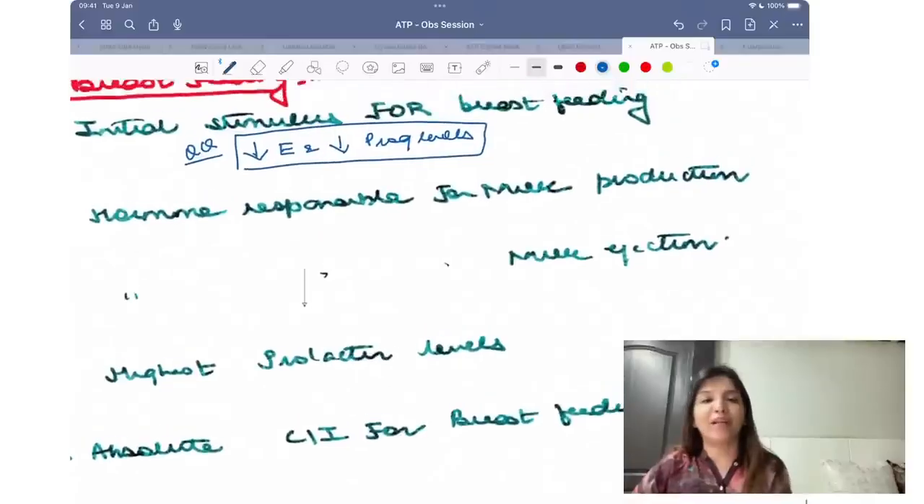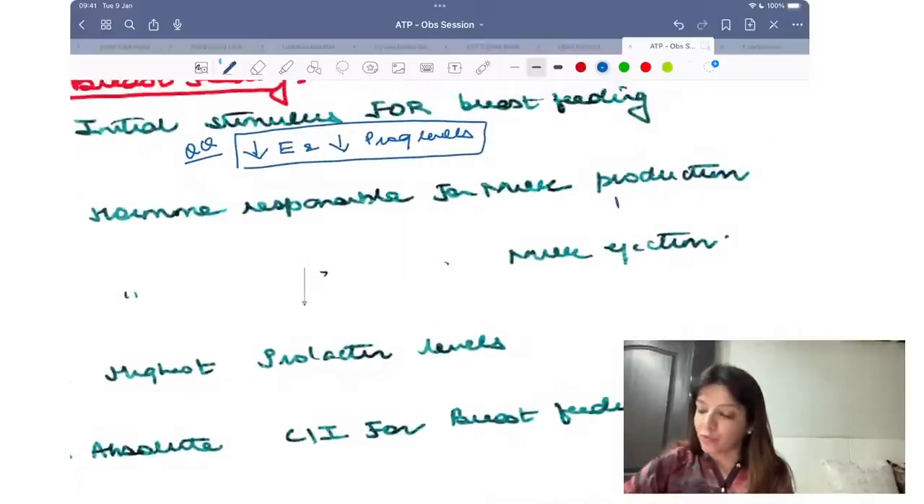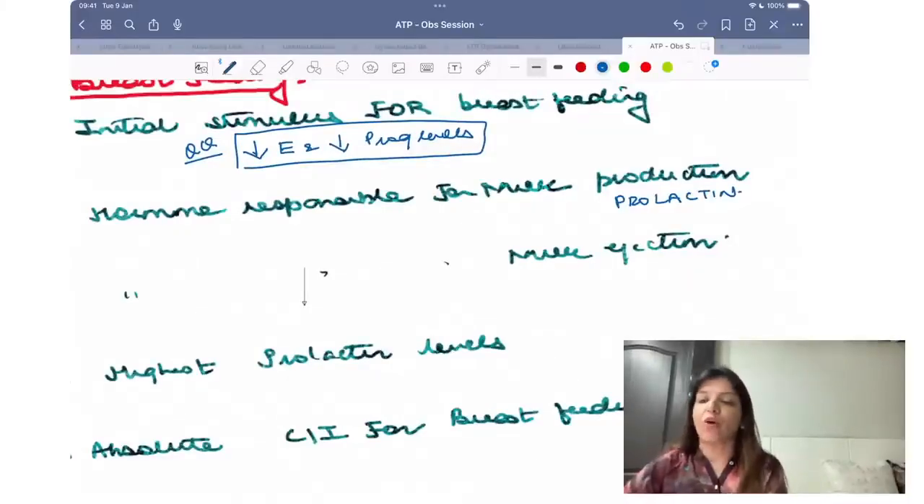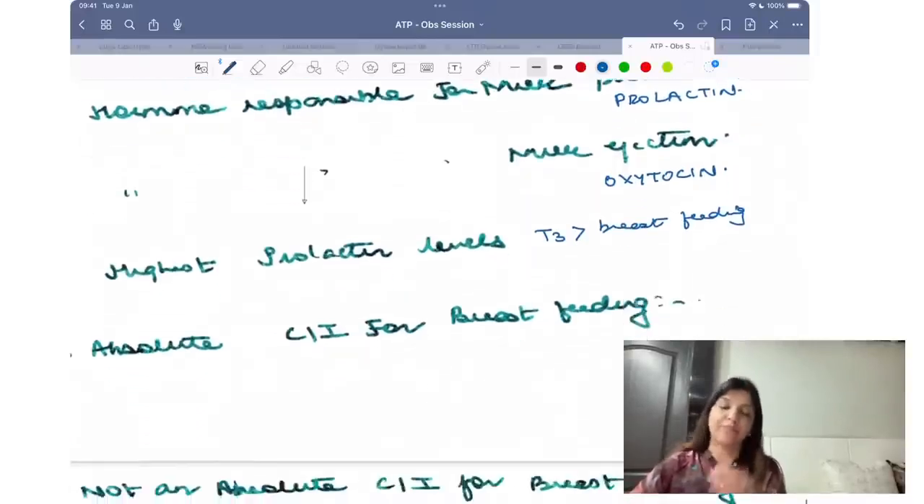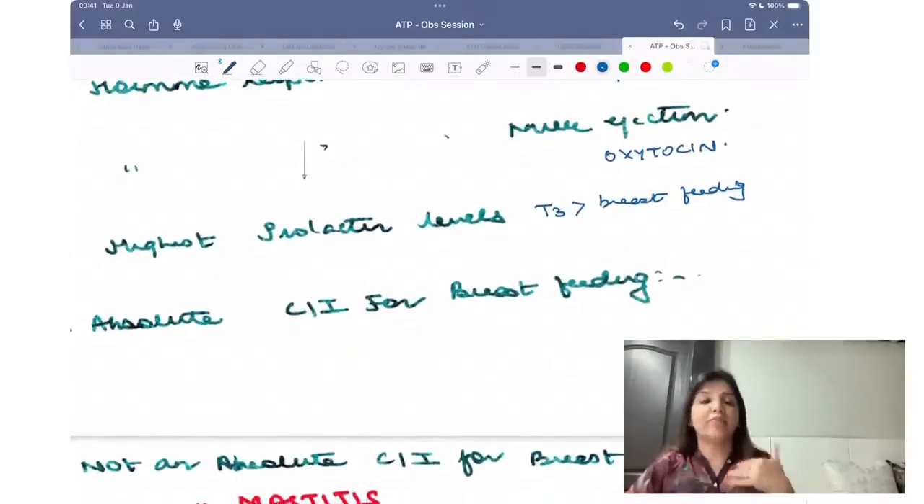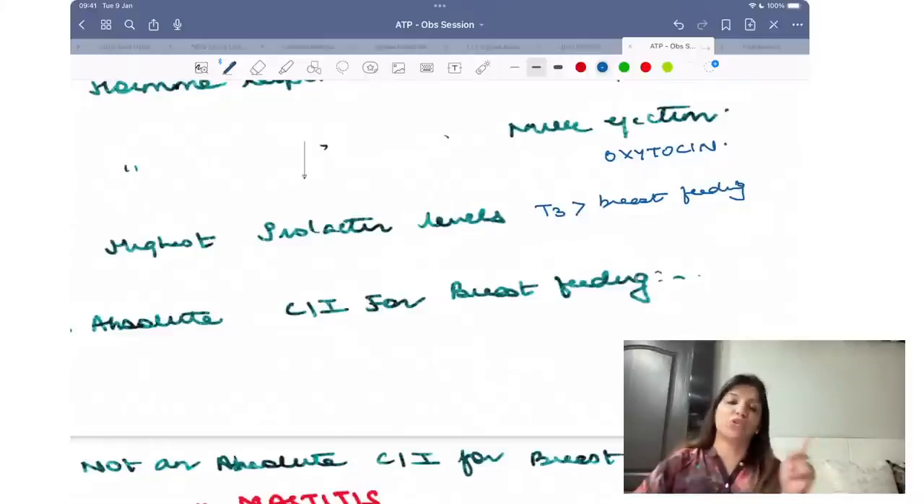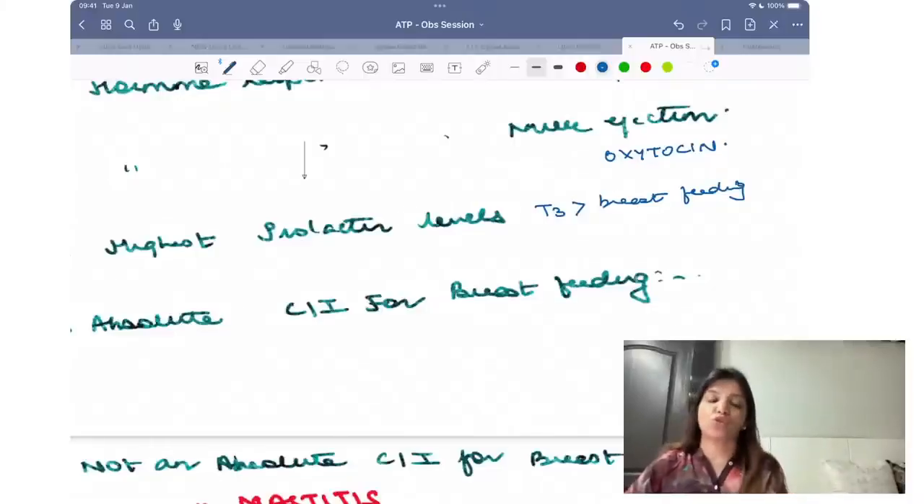Hormone responsible for milk production is prolactin, right? Hormone responsible for milk ejection, oxytocin. When are the levels of prolactin highest? Levels of prolactin are highest in the 3rd trimester, followed by breastfeeding. Why in the 3rd trimester? Because milk production is not happening due to estrogen and progesterone. Estrogen and progesterone had a negative effect on the action of prolactin, not on the levels of prolactin.